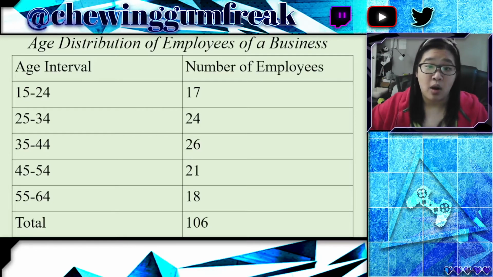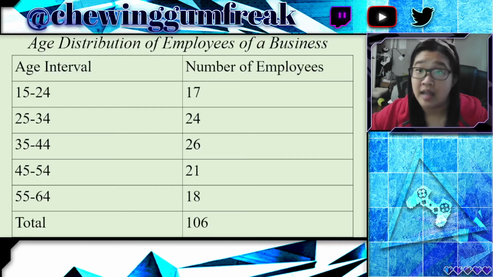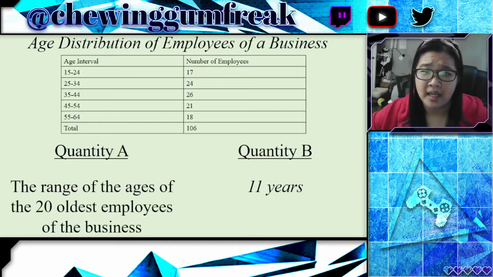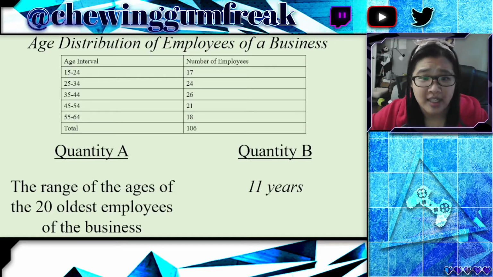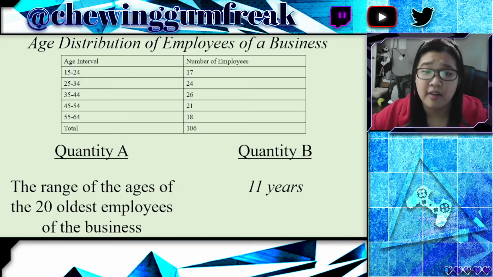And this one, you obviously want to focus first on the title of the table. Here we're looking at the age distribution of employees of a business. So we have 5 different age intervals on the left, and then the number of employees that fall into them on the right. So we can take a look at them and then look at the two quantities. So on the left, we have quantity A, which is the range of the ages of the 20 oldest employees of the business, and quantity B, which is 11 years.